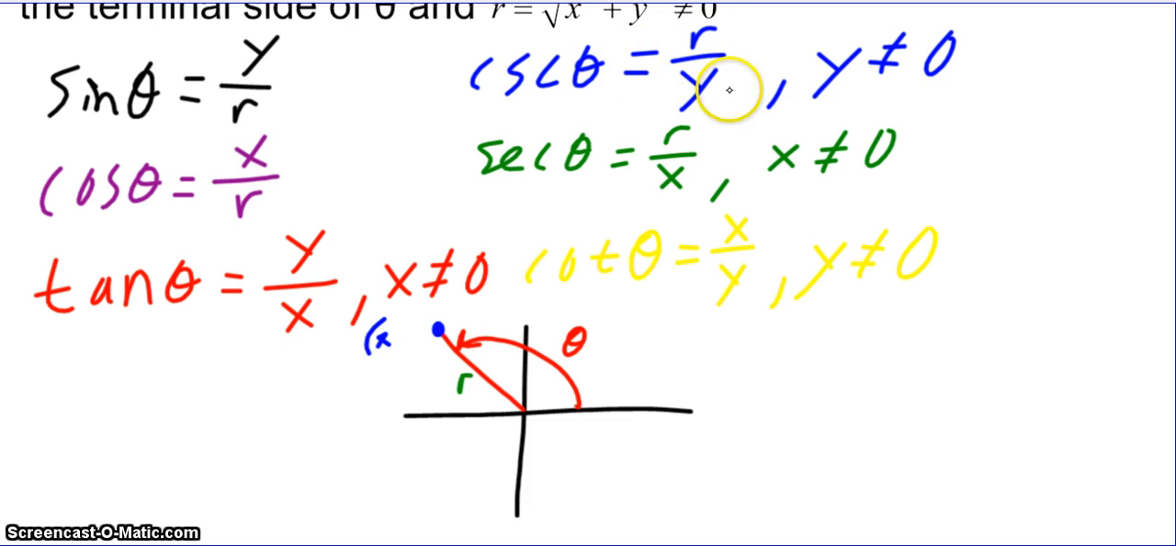Cosecant of theta is r over y when y does not equal 0. Secant of theta is r over x when x does not equal 0. And cotangent of theta is x over y when y does not equal 0. And where this comes from is if I draw this picture here. So this is just an example where if this is my angle theta, this is the length r, and this is the point xy. And this could be in any quadrant. This is just the example that I drew.